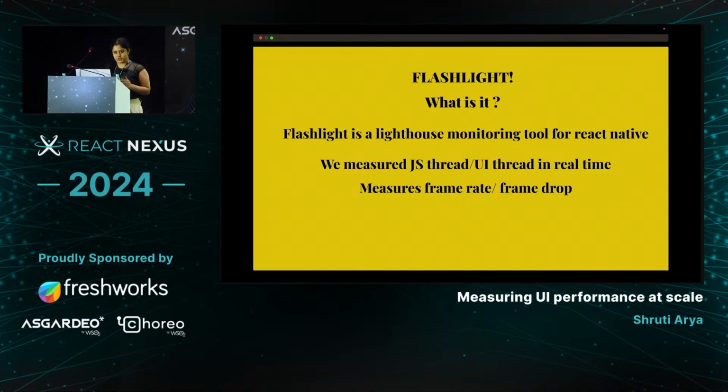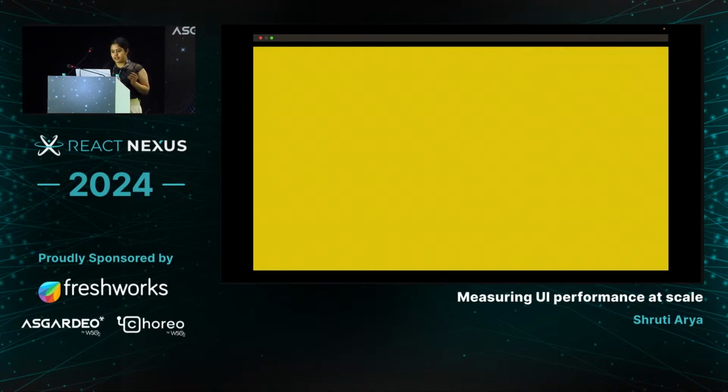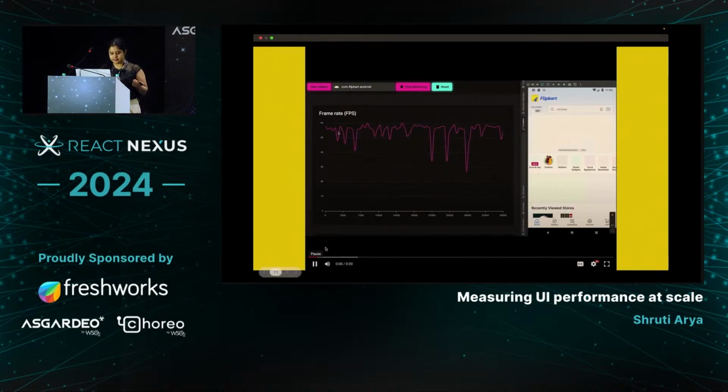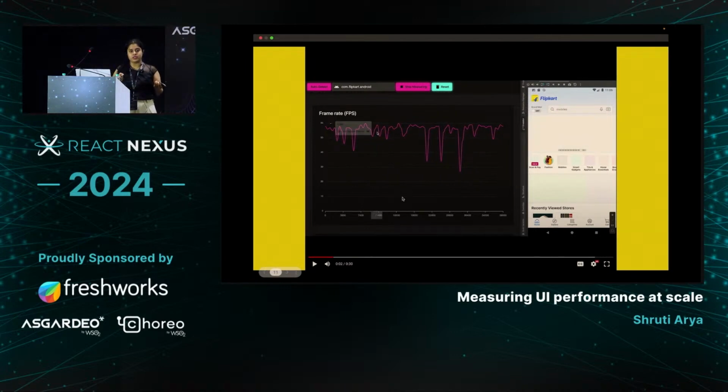Now, if you look at a typical Flashlight dashboard, it looks something like this. You see the first graph over here is for the FPS, basically the frame rate per second, and it is measuring it in real time. So my application is actually running on the emulator, okay?